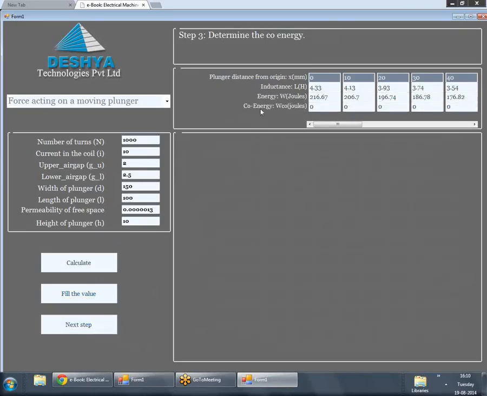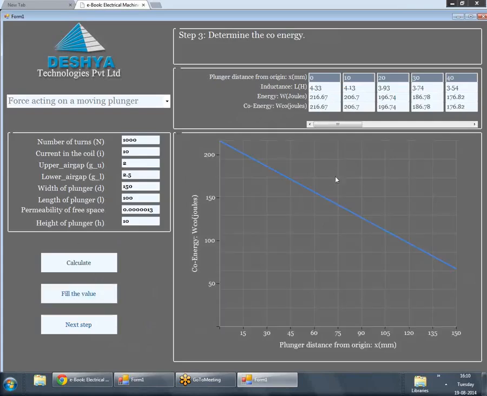We have to find out the co-energy. Co-energy is lambda i minus the field energy. One has to do the calculation. In the real problem, whenever the student is working with that problem, he or she has to fill in the values and the program automatically checks. But here we will just enter the values to save time, and here we see we have the co-energy.